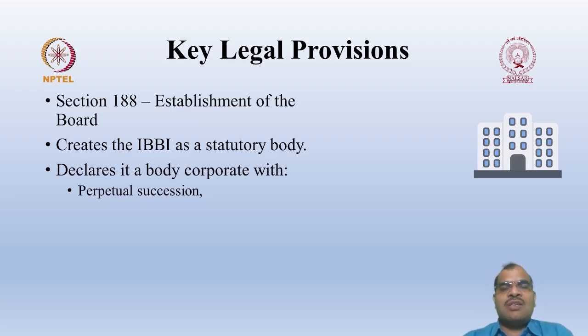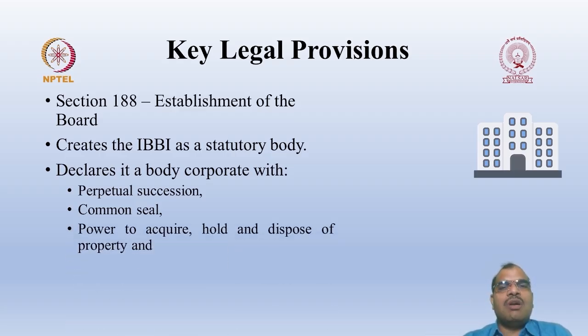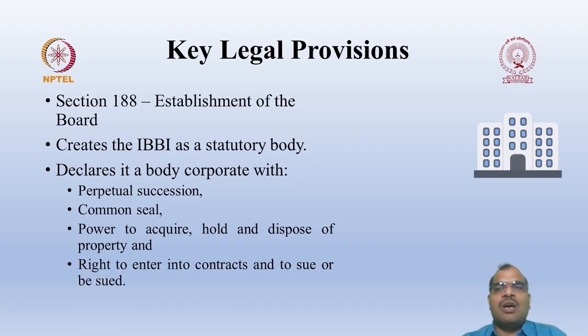So it is not affected by the members, and it has a common seal. As an entity does not have hands, it cannot sign, so instead of a signature we have the common seal. It also has the power to acquire, hold and dispose of property. Because IBBI is a body corporate, it can purchase property, hold it and sell it depending on the requirements.